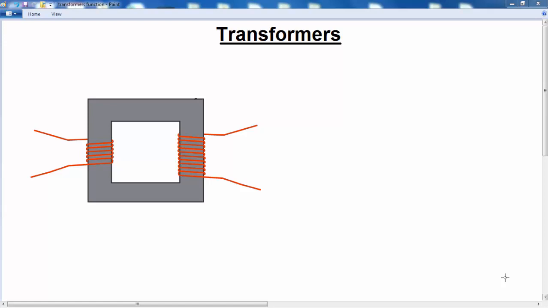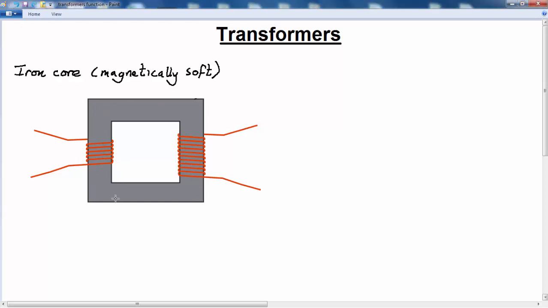In this lesson we're going to look at transformers and how they work. So basically, a transformer is a device which transfers an electric current and voltage from a primary circuit through to a secondary circuit using a magnetic field which passes through a magnetic core. So let's just label this simple device.